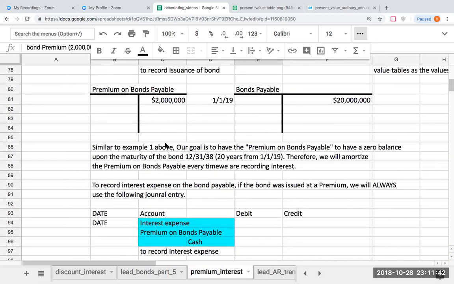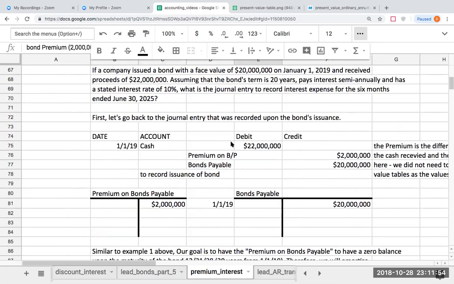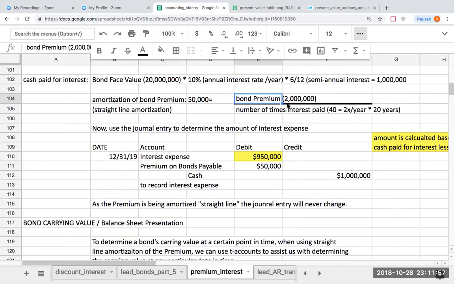And the number of times our interest is being paid, remember this is a 20-year bond. Because it's semi-annual, I'm paying interest twice per year. So my total number of payments is going to be 40, or 20 times 2. And so right here, my amortization of my bond premium is going to be $2 million divided by this 40, or $50,000 per period. Now let's go to the journal entry.